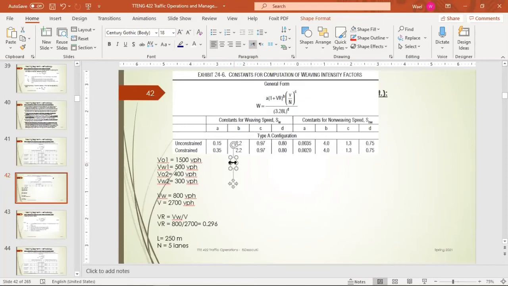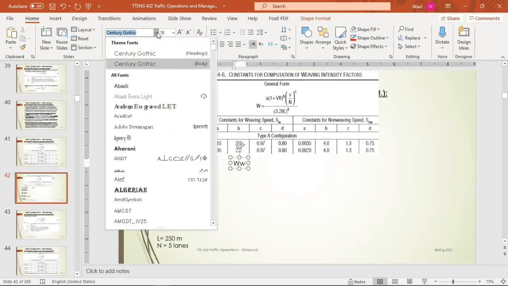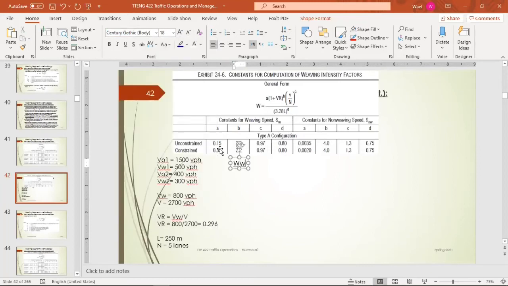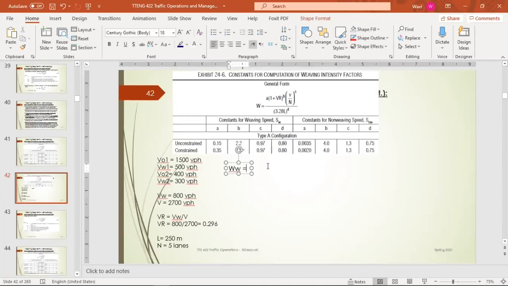For the weaving volume, W for small w equals. Okay, first of all, we are calculating for the weaving volume, so we will be looking here in this area, and we will assume unconstrained. That means the weaving is done and the drivers are not constrained in their maneuver. So let's substitute 0.15, that's A, multiplied by 1 plus VR. VR, how much here? 0.296 that we calculated here. You can see it.